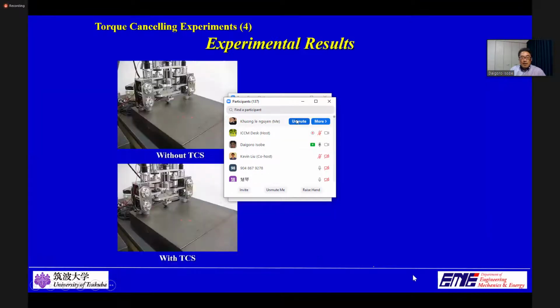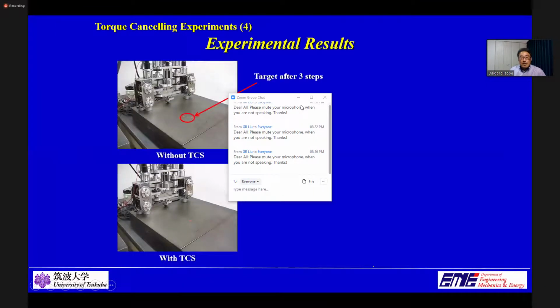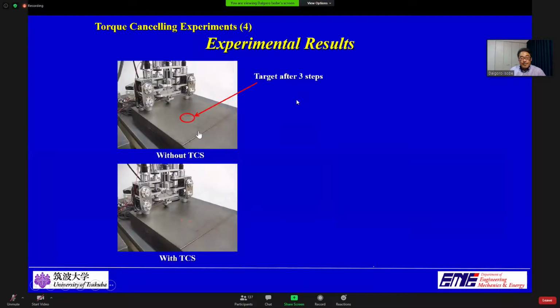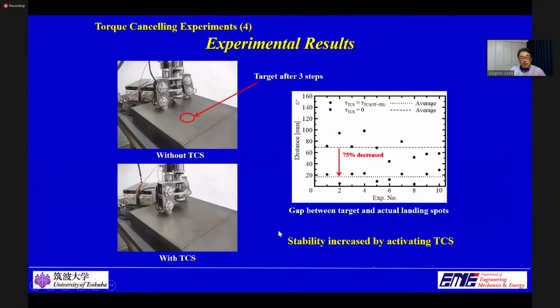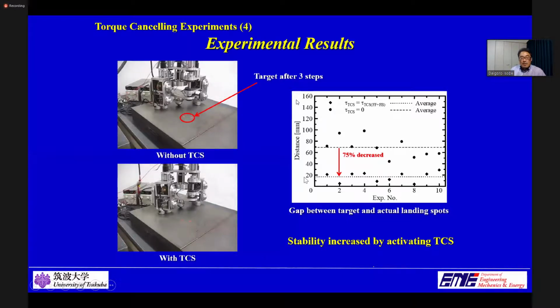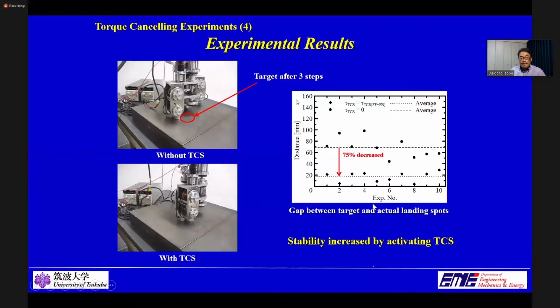The target spot after steps is shown here. Stability of the motion is increased by activating the TCS, and the average gap between the target and actual landing spots is decreased by about 75%, as you can see in this figure.